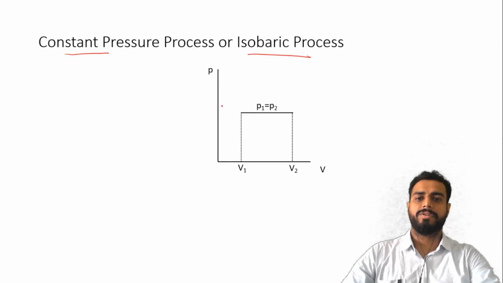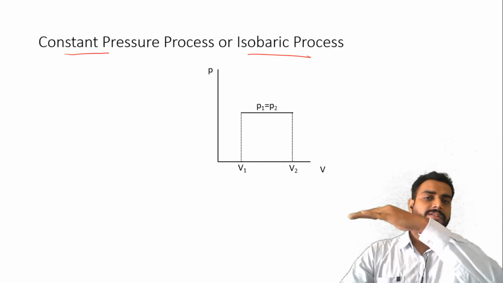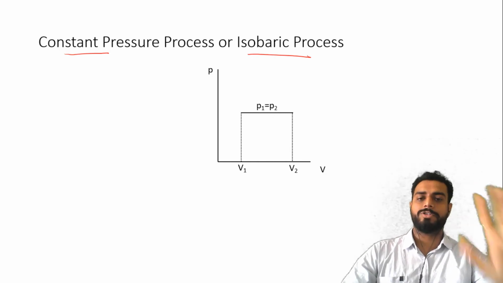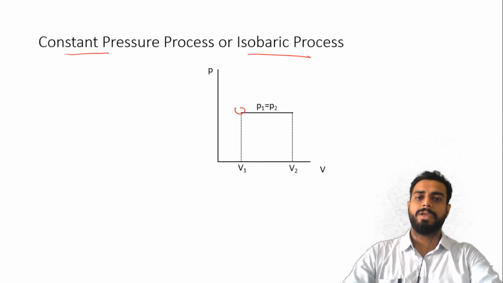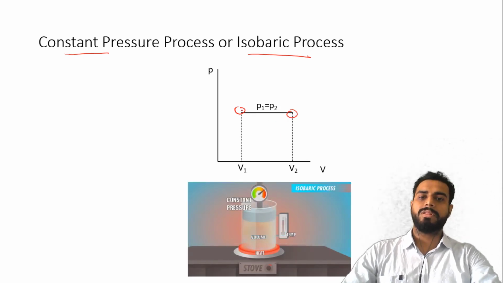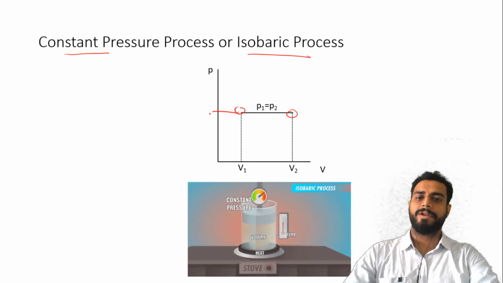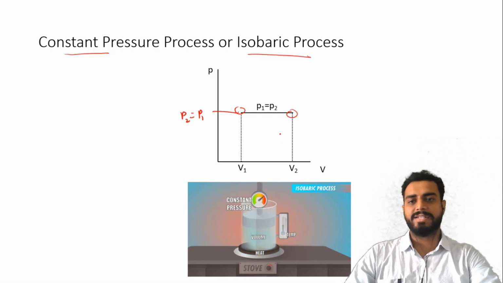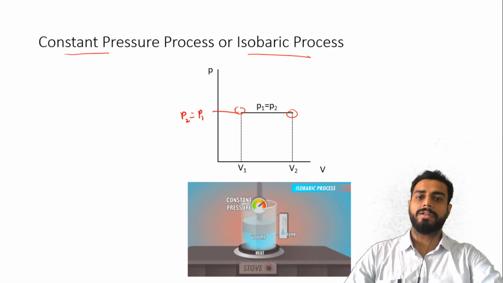Pressure is constant. Pressure is on the y-axis and volume is on the x-axis. If you want to keep the pressure constant, then obviously the line will be a straight horizontal line. Here it will be one state, here it will be the second state. For both these states, you can appreciate that the pressure will be the same, that is equal to P1, but the volume will change. So let's understand how this will occur.